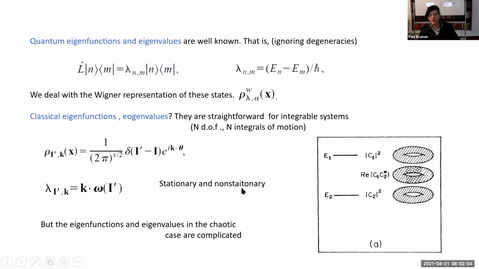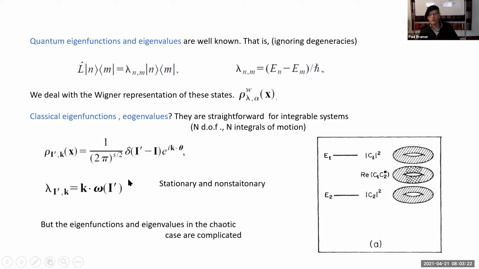both stationary and non-stationary eigenvalues and eigenfunctions of the classical Liouville operator. I see I have a typo here. They are on a torus. Here's my picture. Here we have a stationary state, an eigenstate of the Liouville operator. It's on a torus in phase space with uniform distribution. That would correspond to k equals 0.